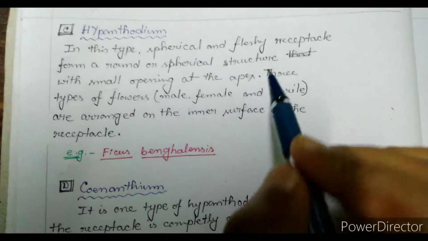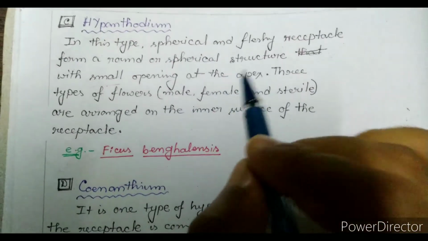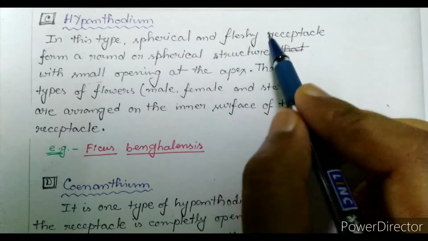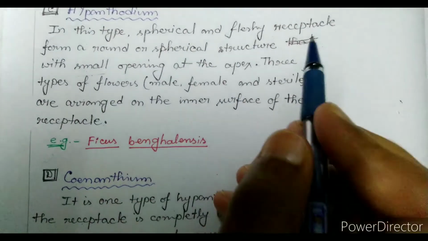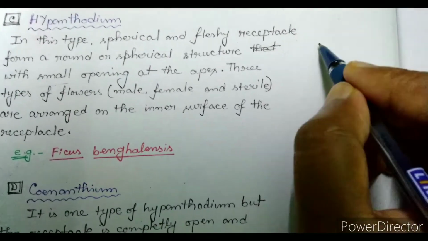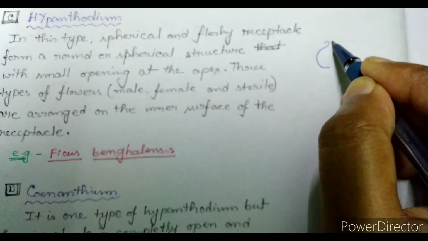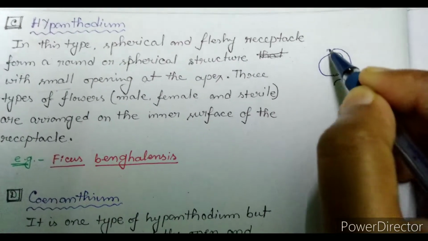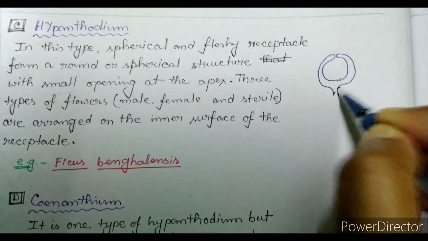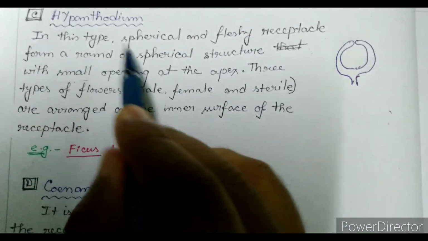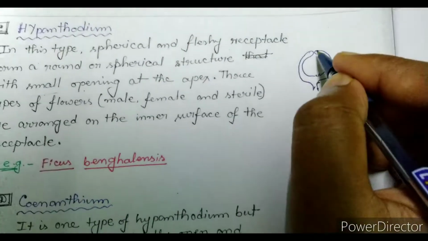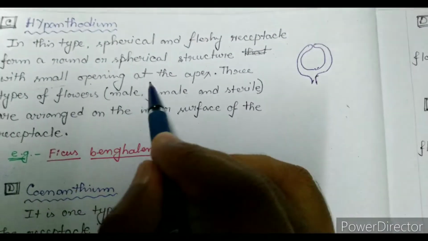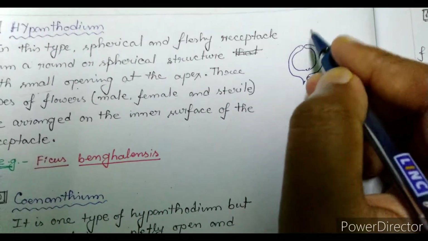Now we discuss hypanthodium. In this type of inflorescence, a spherical and fleshy receptacle forms a round or spherical structure with a small opening at the apex. This is the apex portion, and here the small opening is present.